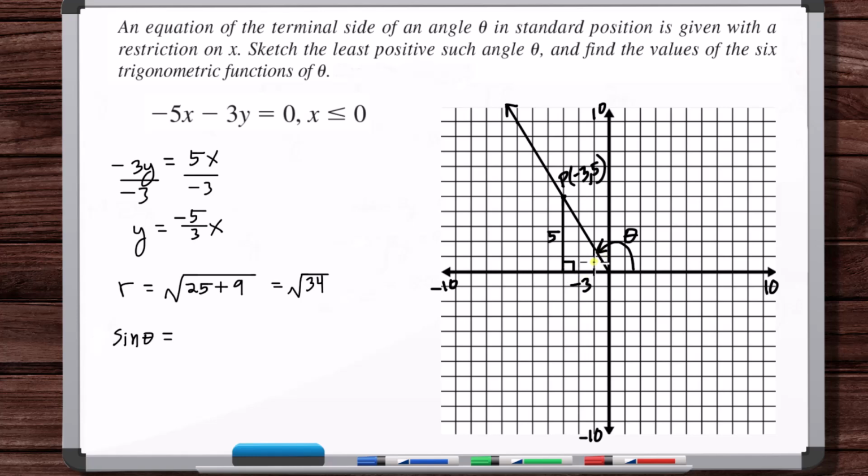So sine of theta, we come to this angle within the right triangle, and we do the SOHCAHTOA method, but we just keep in mind that these side lengths could be negative. So opposite over hypotenuse is 5 over root 34. Now, if we rationalize this, we're going to get root 34 over root 34, multiply that times this, and you get 5 root 34 over 34.